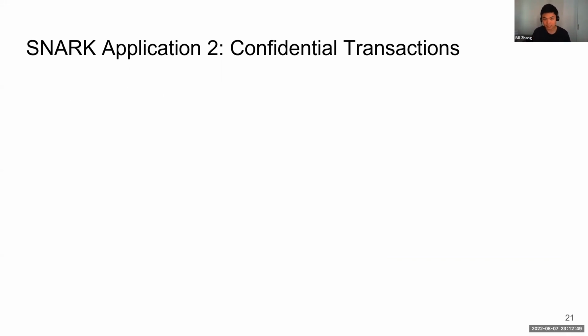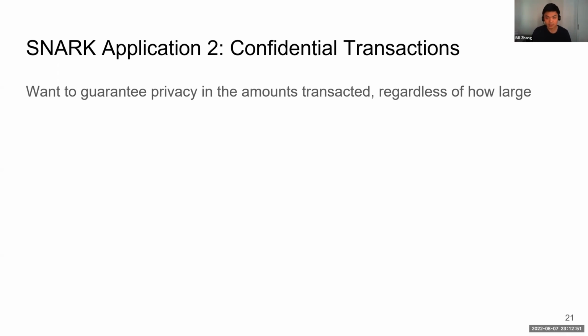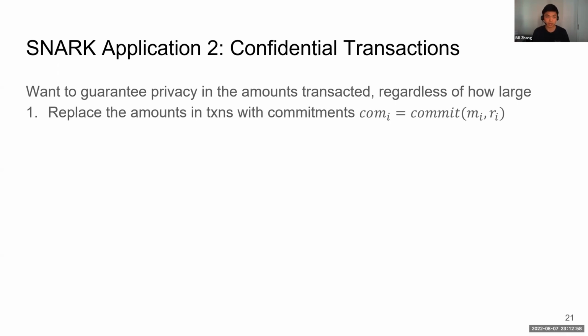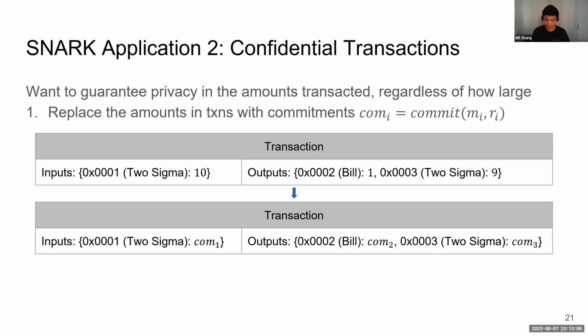The second application we talked about was confidential transactions, which is for the case where we want to guarantee privacy in the amounts transacted, but we don't want to anonymize the parties involved. We can replace the amounts in any given transaction with cryptographic commitments instead. An example would be a transaction where, originally, you could tell that this is maybe 2 sigma paying me and then giving 2 sigma some change back.